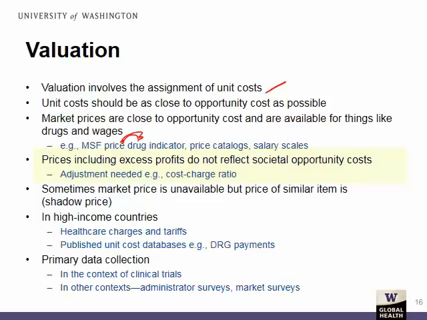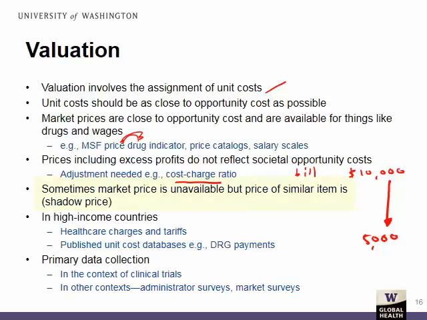and prices including excess profit don't usually reflect societal opportunity costs, so you need to adjust them. And in the US, there's an adjustment called a cost to charge ratio. So the bill in the hospital will say maybe for a hospital day it's $10,000, but the insurance company will pay the hospital maybe $5,000. And you can get at this by adjusting using the cost charge ratio.